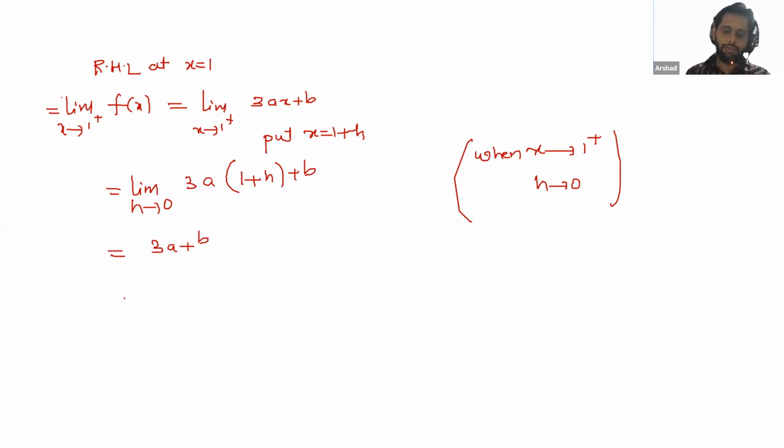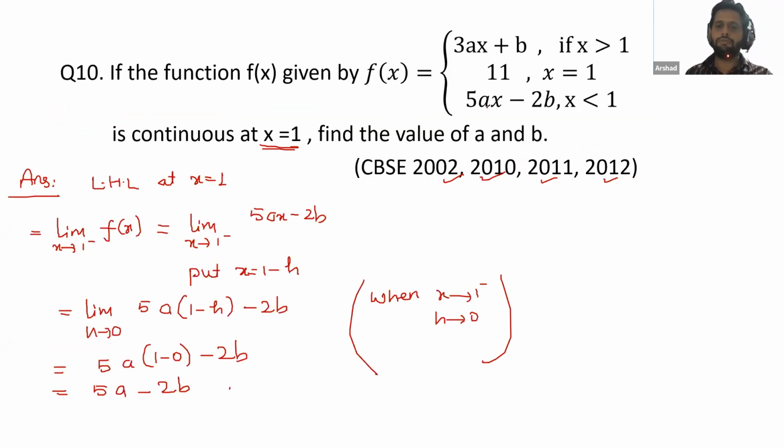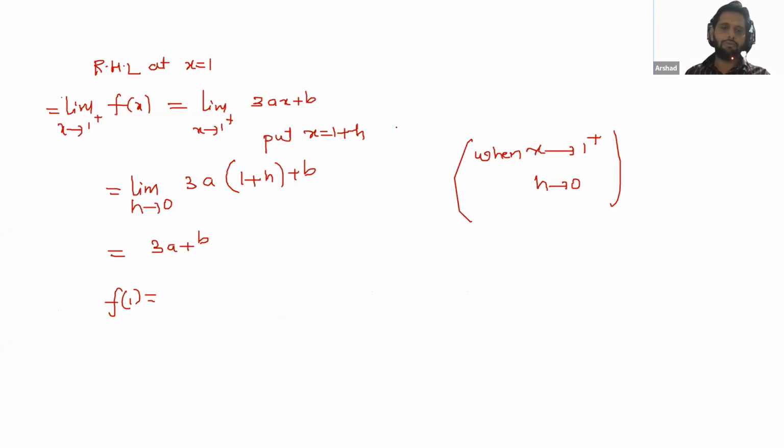And now we will calculate f1. Okay, who can tell me? First, can you tell me for finding the f1 which function we will use? There are three: first, second, and third. Very good, the second one. So what we will get here, f1 is equal to, it is already given, 11.